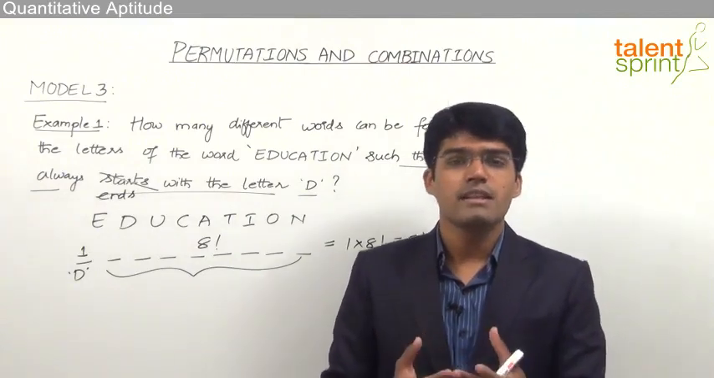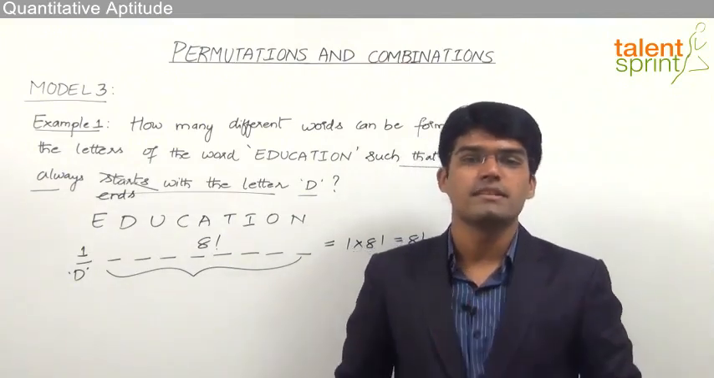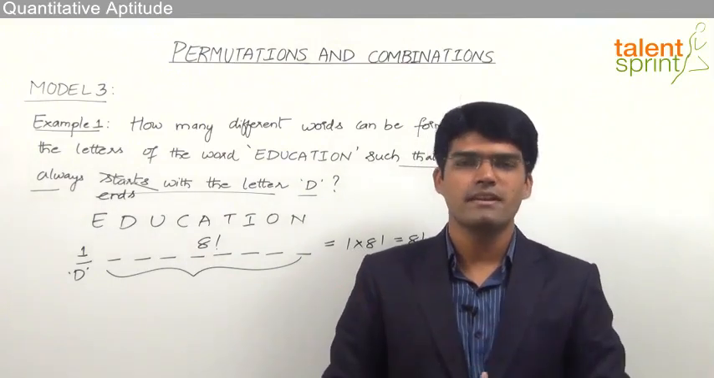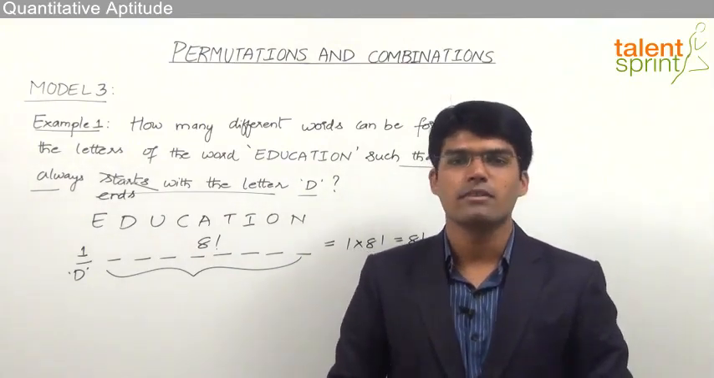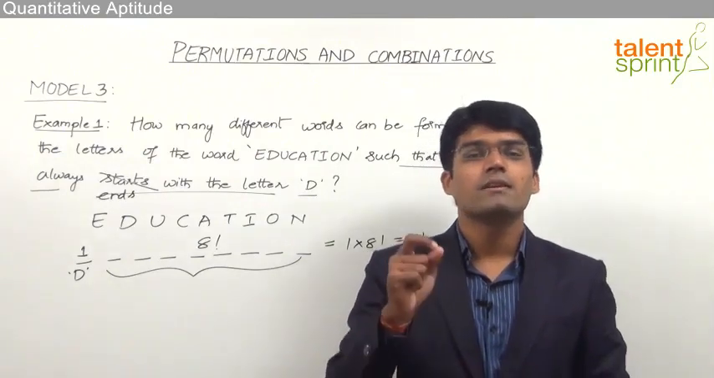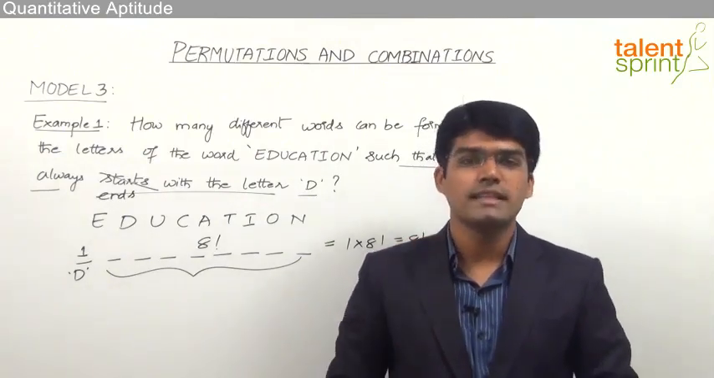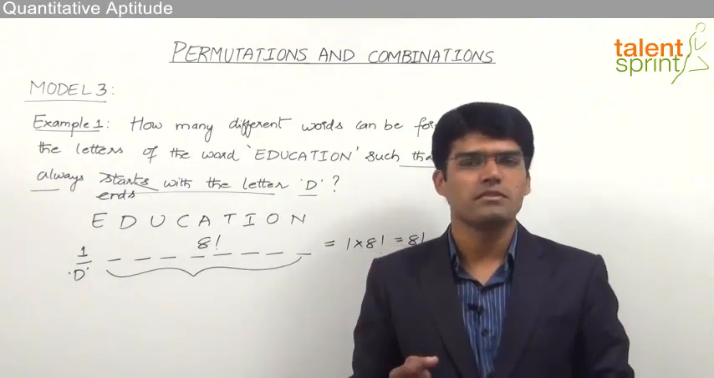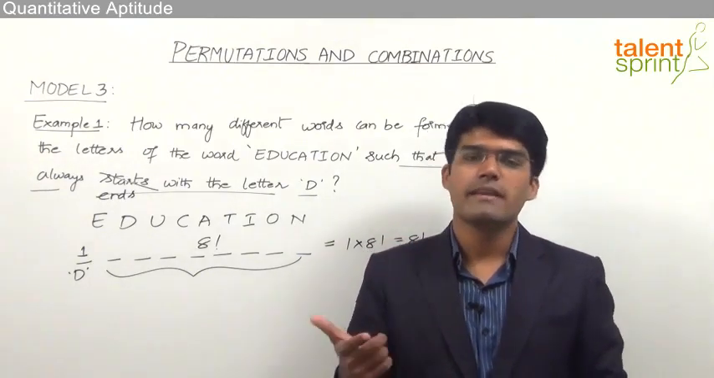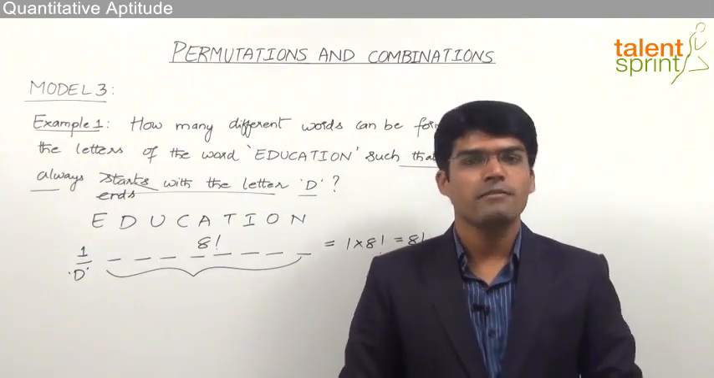And in a similar manner, it can also be asked with respect to digits. For example, we have 6 different digits and we need to form 6-digit numbers. In general, the answer is 6 factorial. But let's say the condition says the number should always start with 3. That means the first position should always be 3. So 3 is fixed in the first position. It can be occupied only in one way, and the remaining 5 positions can be filled in 5 factorial ways.